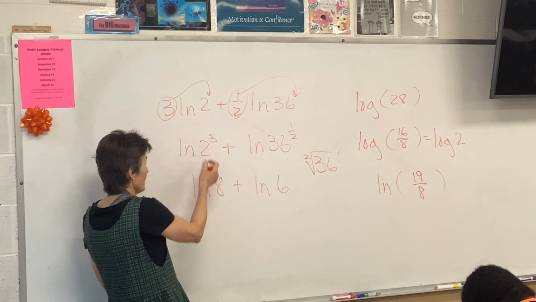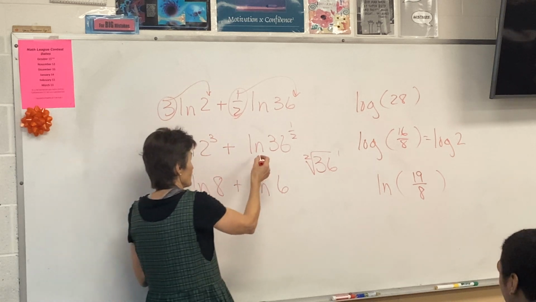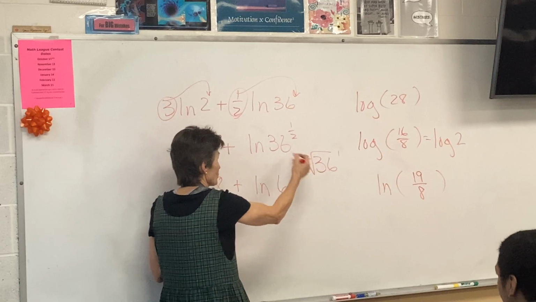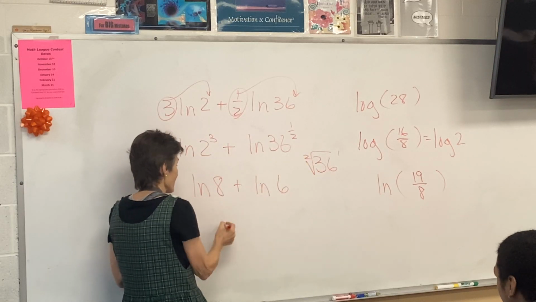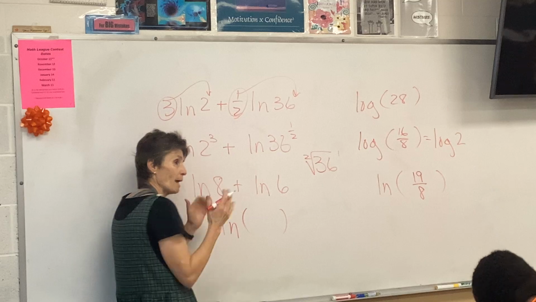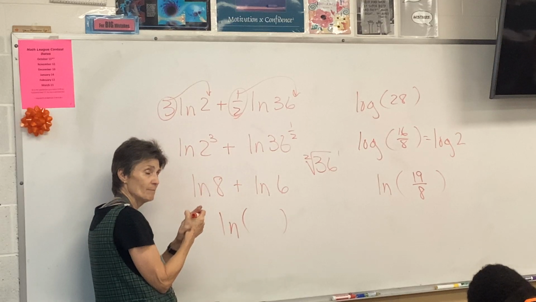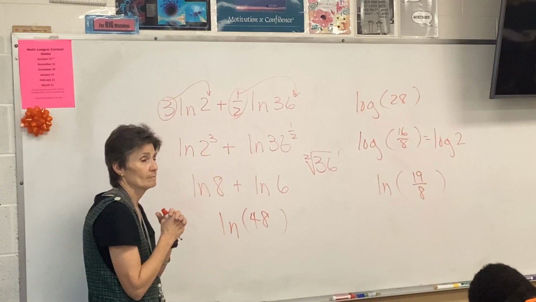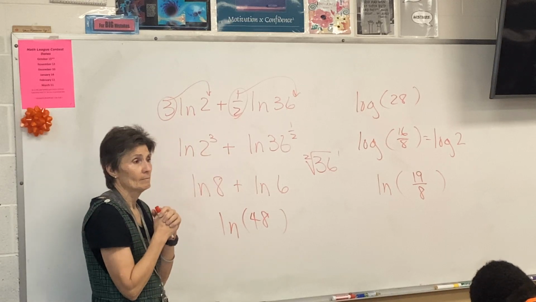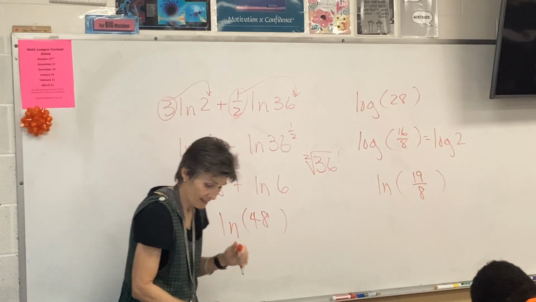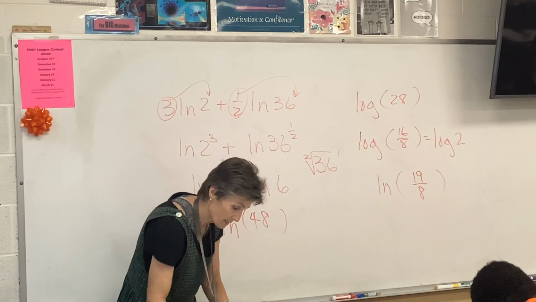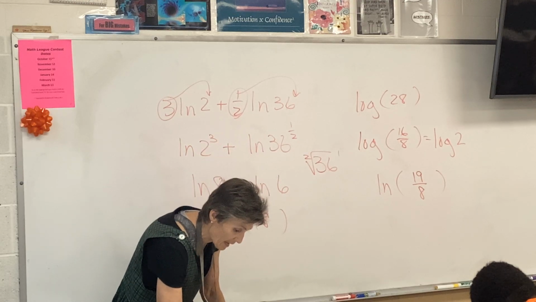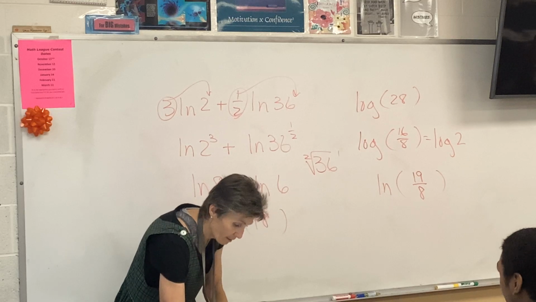So this was ln 8. This was ln 6, because it's the square root of 36. They're being added, so when I put them together, what am I going to have? 48. Now that's a lot. Really important stuff. We're going to continue with that tomorrow.